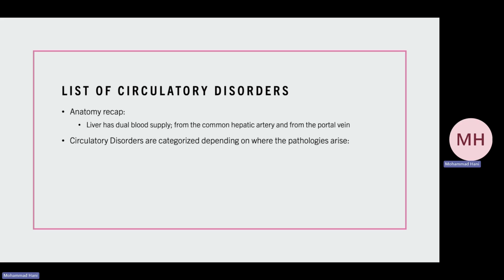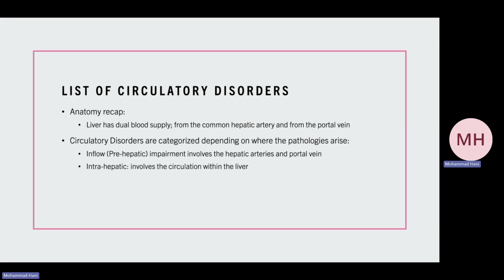The pathologies are categorized depending on where they arise. It could be inflow impairment, or prehepatic, which includes the hepatic arteries and the portal vein. It can be intrahepatic, involving circulation within the liver. And it can be outflow impairment, or posthepatic, involving the systemic venous return, which includes both the hepatic vein and the inferior vena cava, into which it drains.